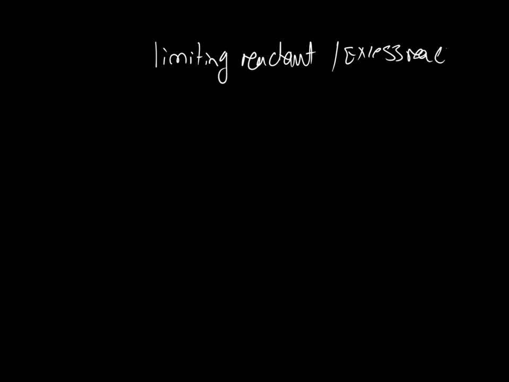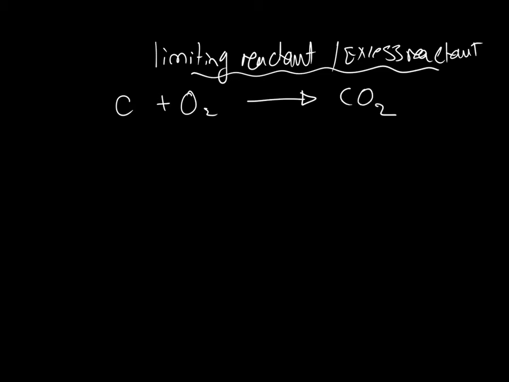I want to focus here on the limiting reactant and excess reactant or reagent. Let's go to the previous example of burning carbon in oxygen to produce carbon dioxide. You use 12 grams of carbon and 50 grams of oxygen, and you produce 44 grams of carbon dioxide. And you are asked what is the limiting reactant and what is the excess reactant.